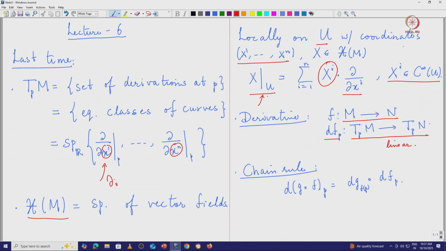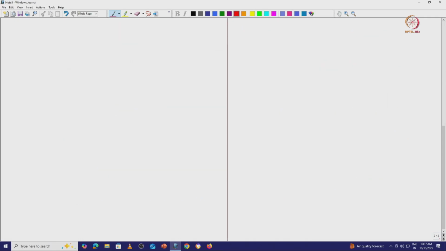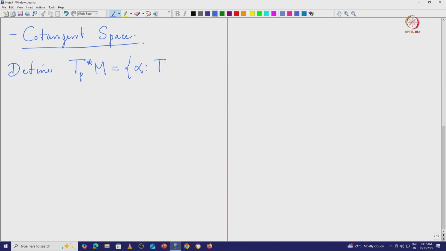Okay. So today I am going to talk about the cotangent space, the dual of the tangent space. So the first thing I want to talk about is the cotangent space, and after that I'll define general tensor fields. Okay, so here's the definition. Define the cotangent space at a point to simply be the set of all linear functionals on the tangent space.